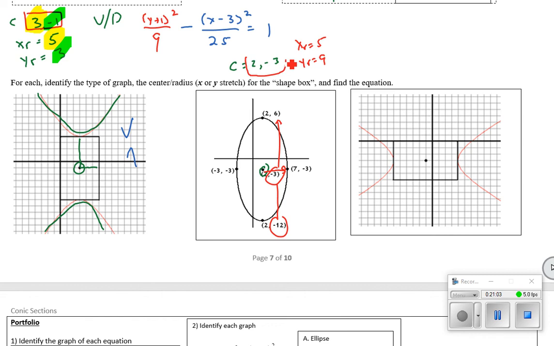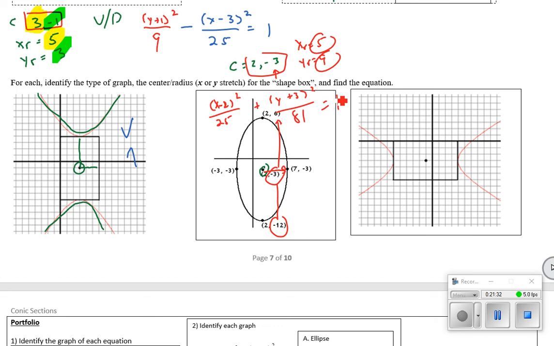And if that's the center, it's going to be x minus 2 squared over 25 plus y plus 3 squared over 81 equals 1. This standard form is where we make it equal 1. We divide it out so it has to equal 1 to put it in that standard form.